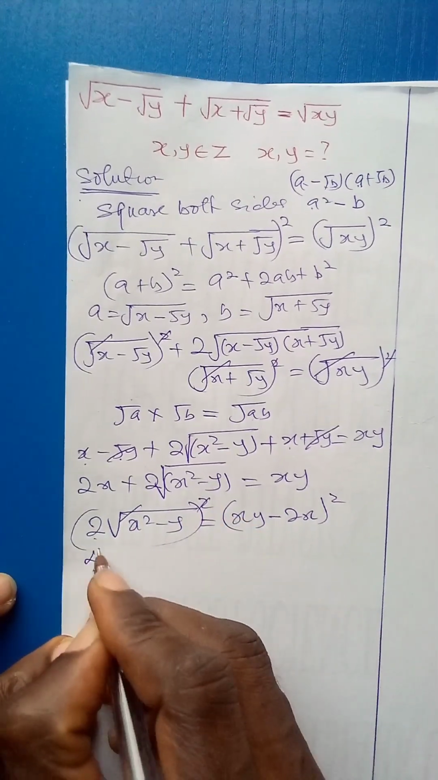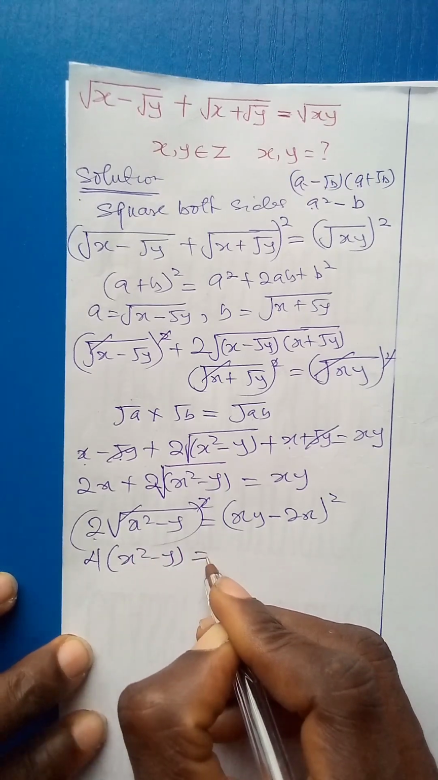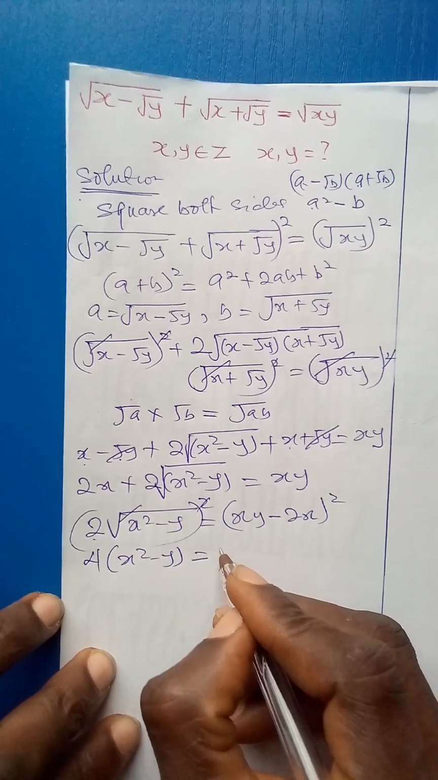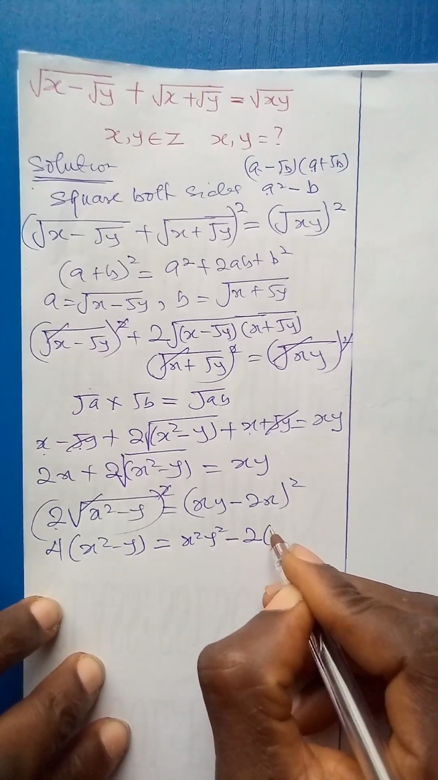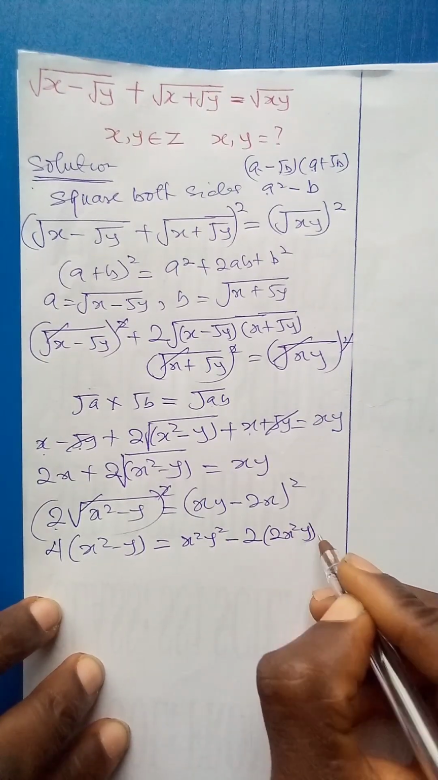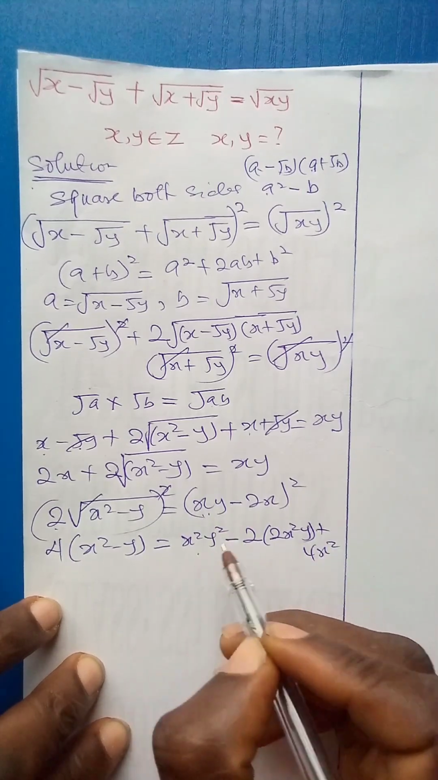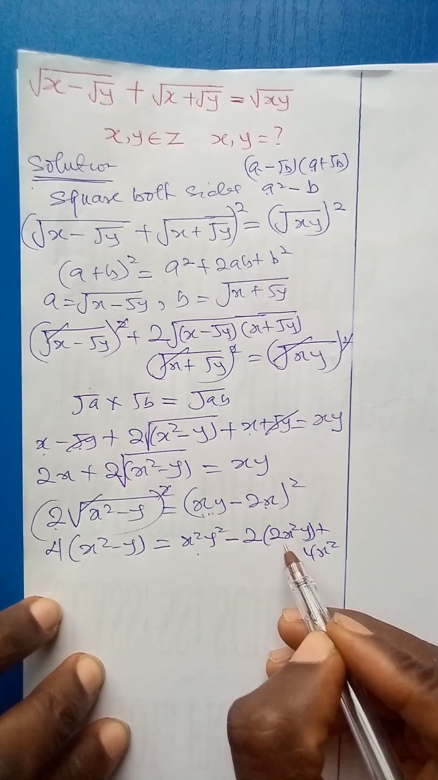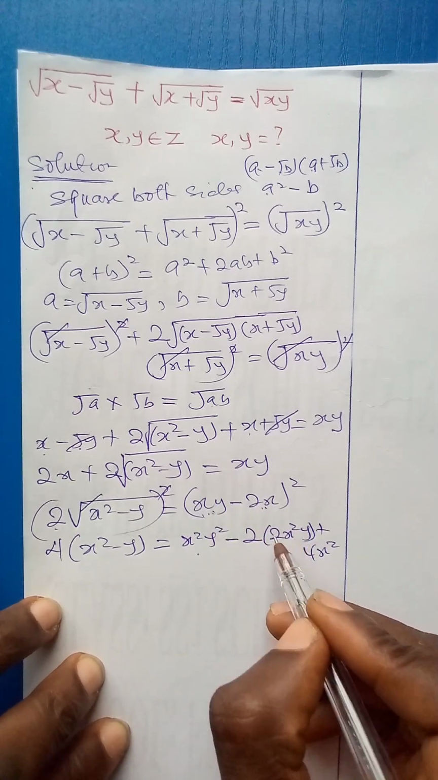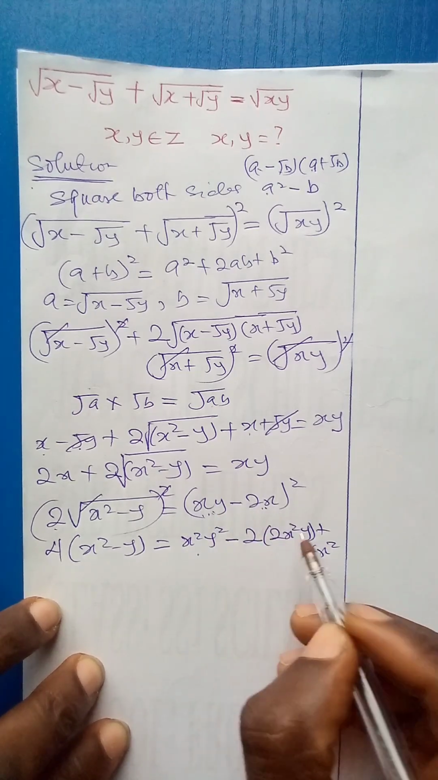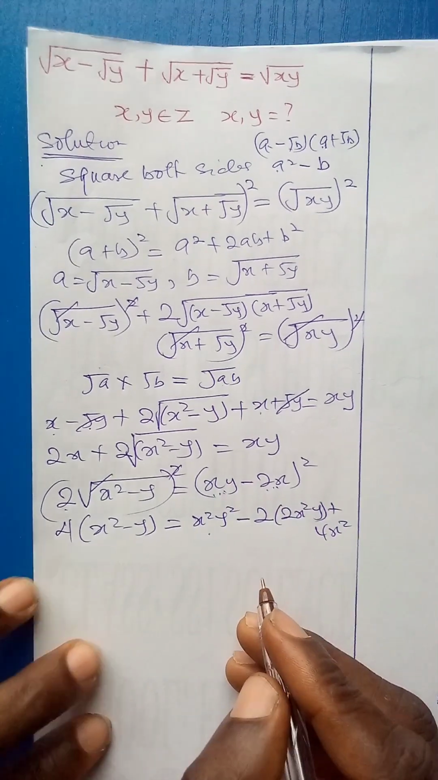2 squared is 4 times x squared minus y is equal to, now opening this bracket, this is x squared y squared minus 2 times 2x squared y plus 4x squared, because this times this will give us 2x squared y. Again, this times this will give us another 2x squared y. When we add them together, we'll have this, and 2x times 2x will give us 4x squared.